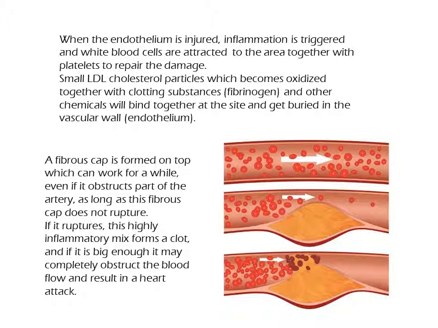A fibrous cap is formed on top, which can work for a while, even if it obstructs part of the artery, as long as this fibrous cap does not rupture. If it ruptures, this highly inflammatory mix forms a clot, and if it is big enough, it may completely obstruct the blood flow and result in a heart attack.